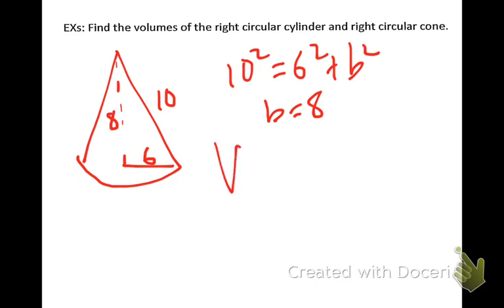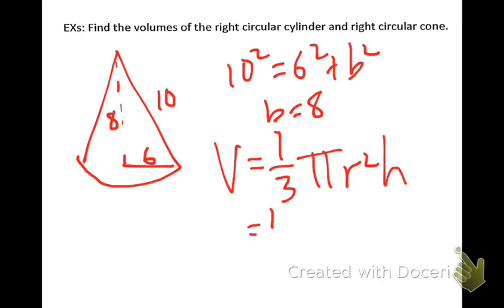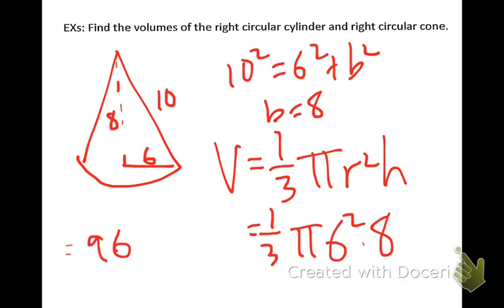So then we do volume equals 1/3 pi r squared times h. So that's going to be 1/3 pi 6 squared times 8, which is equal to 96 pi centimeters cubed.